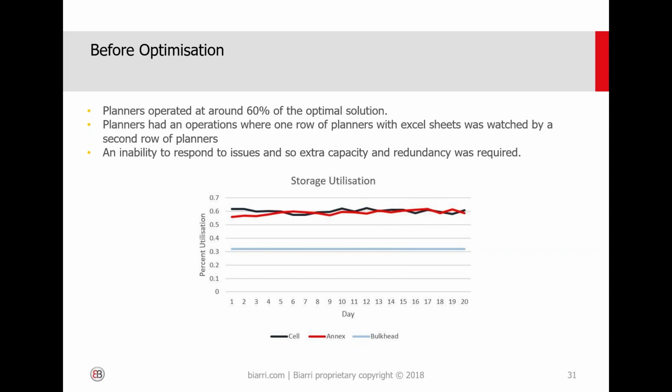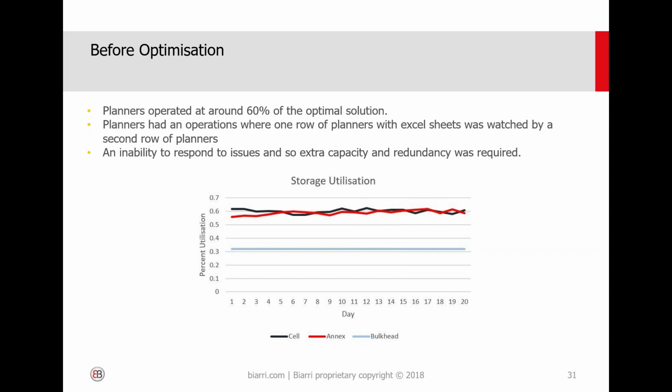So they weren't using the power of Gurobi. They were using the typical Excel way of solving a problem and looking at how can we manually try and intervene and manage this process. And there was an inability to respond to issues, and so they needed extra capacity and redundancy.